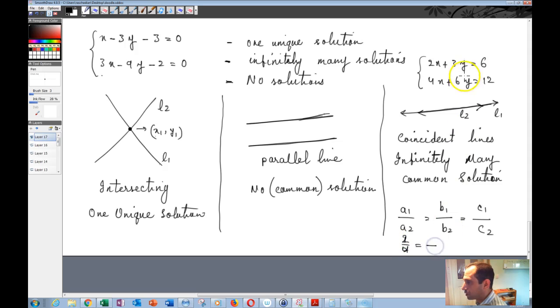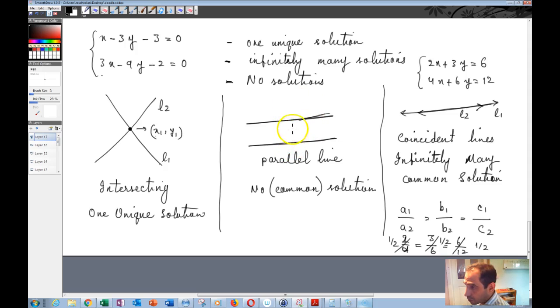In this system, 2 to 4 is the same thing as 3 to 6. 3 to 6 is the same thing as 6 to 12. So 2 to 4 is the same thing as 1 to 2, 3 to 6 is 1 to 2, and 6 to 12 is 1 to 2. So that means that they are basically the same lines, but the coefficients have been multiplied by a common factor. It looks as if the lines are different, but they are actually the same lines.